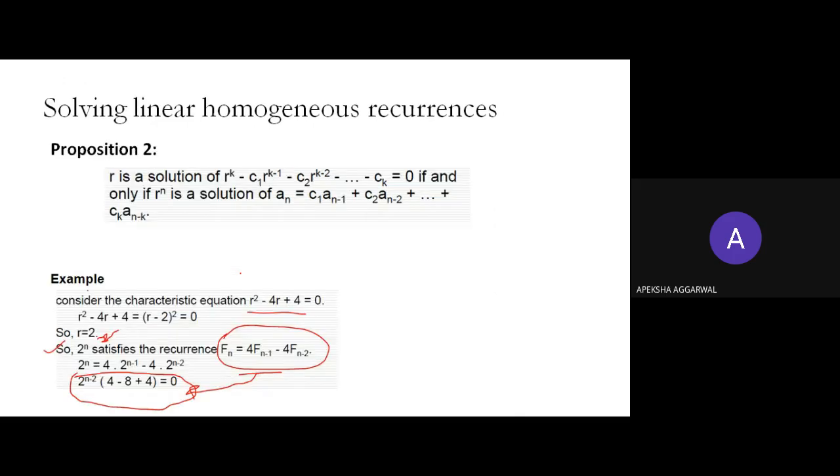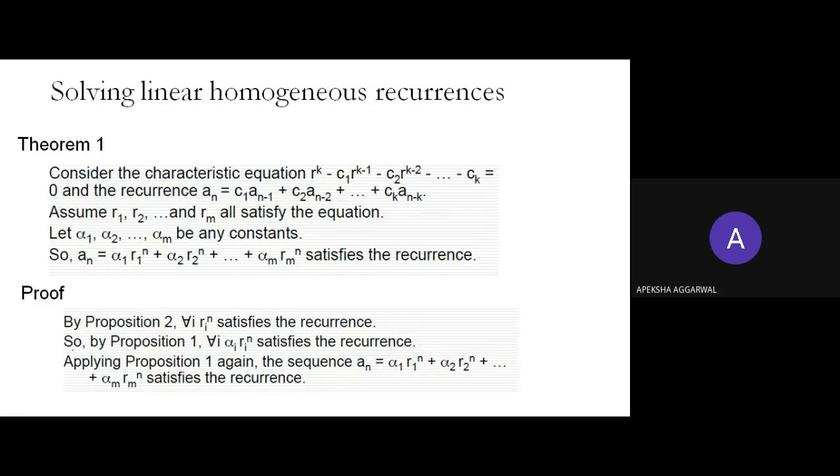In the previous slide we had seen that r to the power n, that is 2 to the power n, satisfies the recurrence, right? But here we are saying that if you multiply all the r's with some constant and raise them to the power n, that also satisfies the recurrence. For solving more complex equations you will need this.